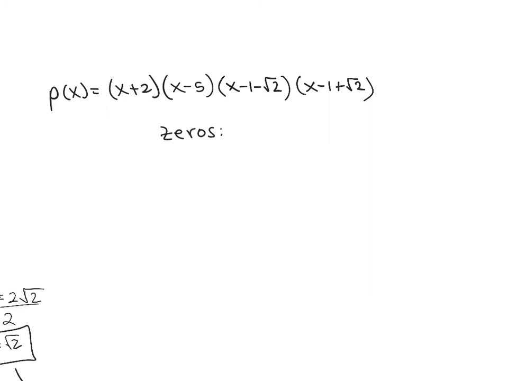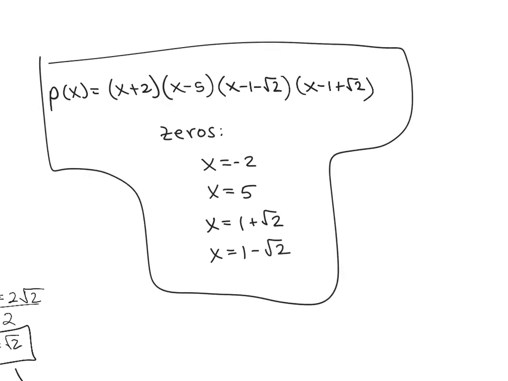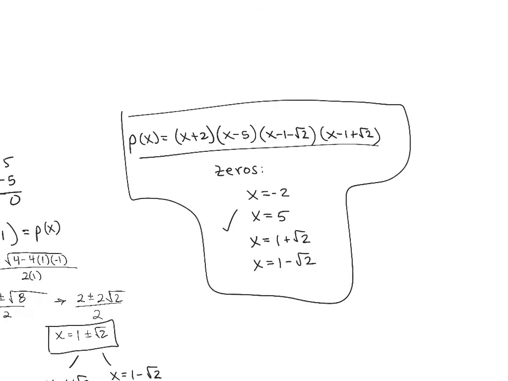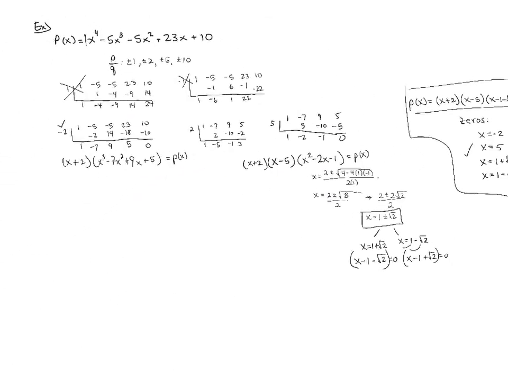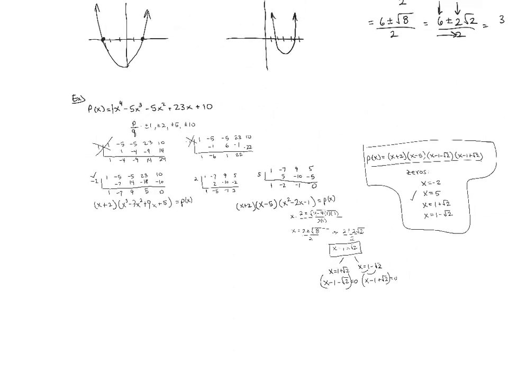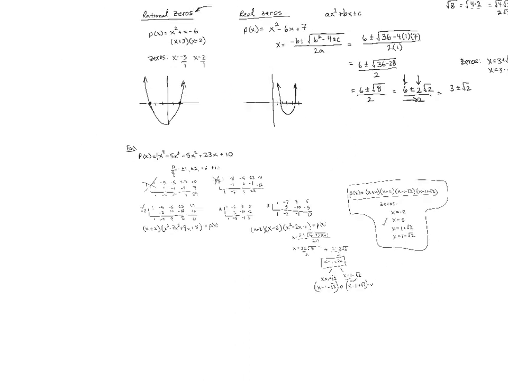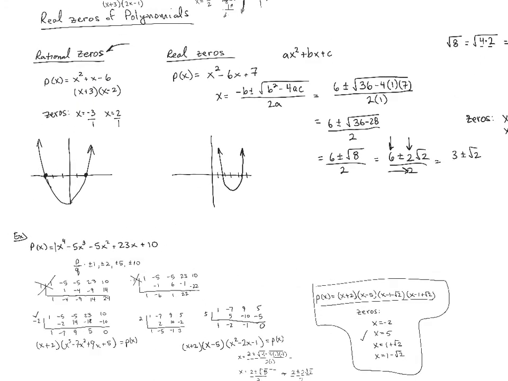The zeros are x equals negative 2, x equals 5, x equals 1 plus the square root of 2, and x equals 1 minus the square root of 2. So the homework may ask for just the zeros, or it may ask for the zeros and the factored form of the polynomial. And that brings us to the end of lesson 3.4, finding zeros, real zeros at least, of polynomials.